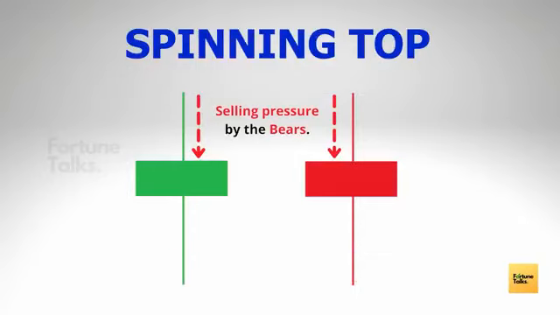If bulls were truly successful, then the real body would have been a long green candle, as seen before in the case of Marubozus. Hence, this can be treated as an attempt by bulls to take the market higher, but they were not successful at it.